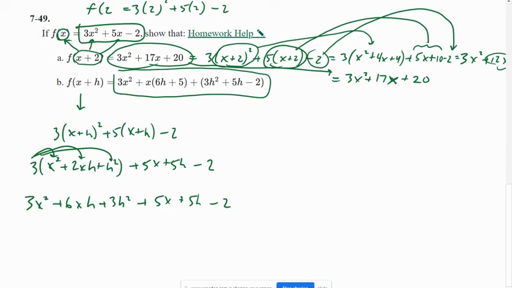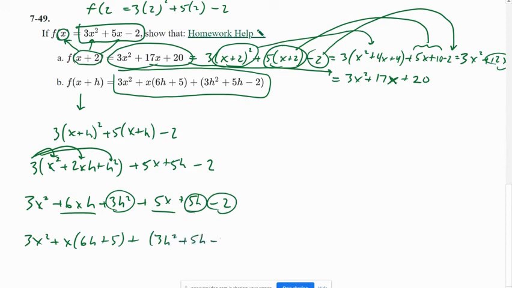And so it looks like if we take the terms that have an x and factor those out, so I'm going to leave this here, and then this term and this term both have an x, so I'm going to factor the x out, and that's 6h plus 5. And then the remaining terms, this one and this one, give me 3h squared plus 5h minus 2. And now it matches exactly what they gave us.